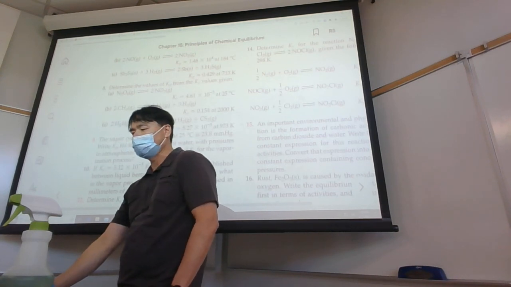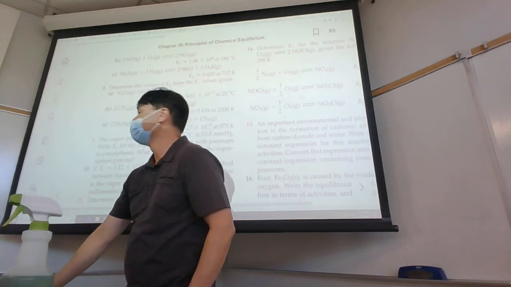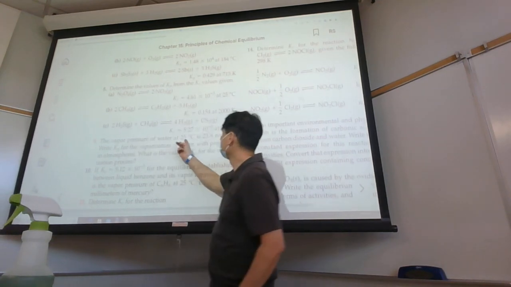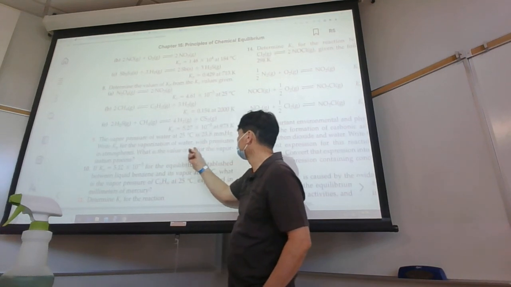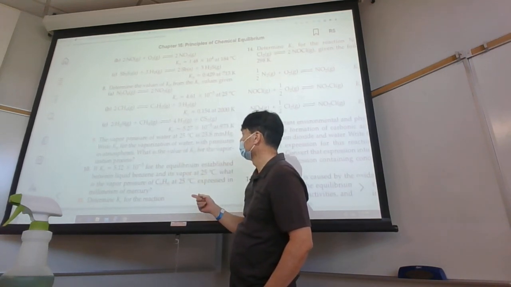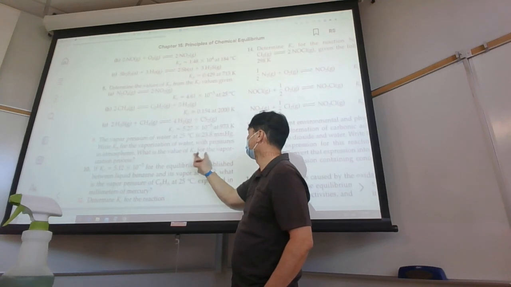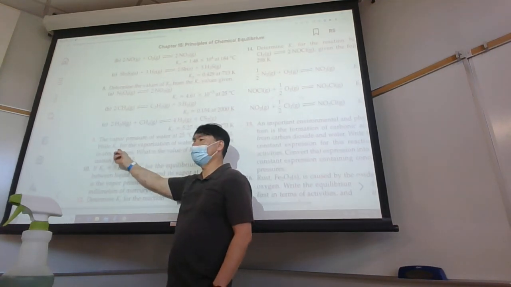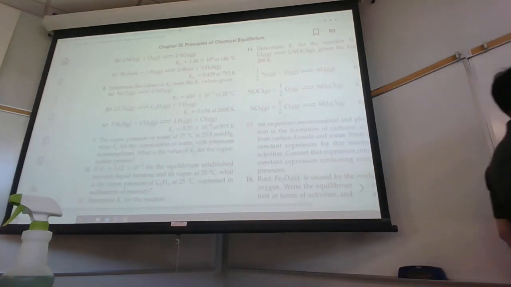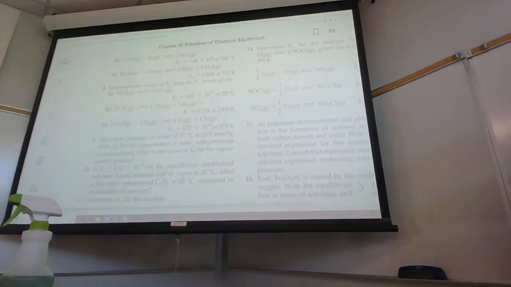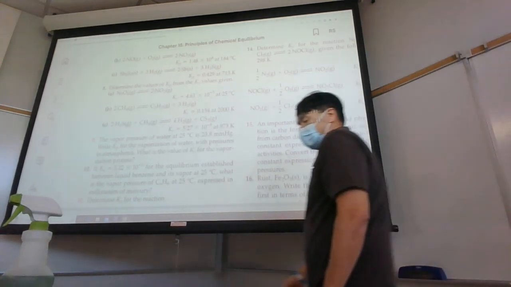Maybe I didn't do this right, because look at number 9. The vapor pressure of water at 25 degrees C is 23.8 millimeters of mercury. Write Kp for the vaporization of water with pressures in atmospheres. What is the value of Kc? They're saying Kp in atmospheres. If Kp is in atmospheres, then I don't need this factor. If it's not clear, what should we assume?